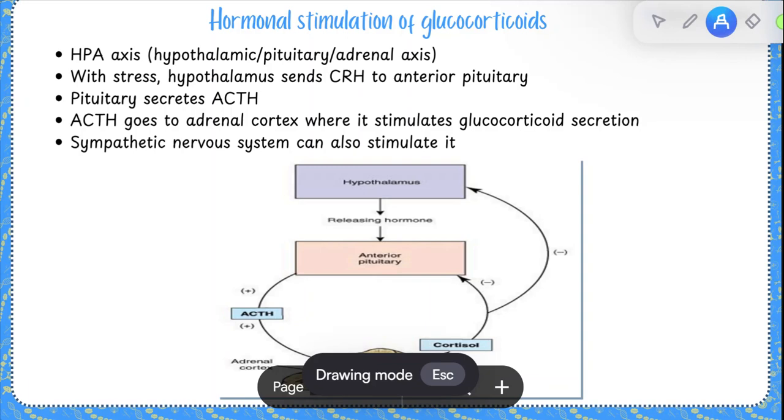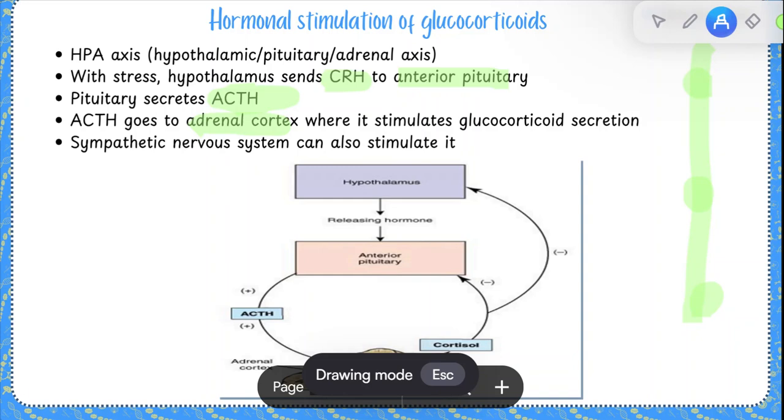So the HPA axis, what is that? Hypothalamic pituitary adrenal axis. So you have hypothalamus right here, which stimulates the pituitary gland right here, which stimulates the adrenal gland right here. So अगर हम यूं इनमें से एक line बनाएं, so this is your HPA axis, hypothalamic pituitary adrenal axis. With stress, hypothalamus sends CRH to anterior pituitary. Pituitary secretes ACTH. सबसे लंबा नाम है adrenocorticotropic hormone. ACTH goes to the adrenal cortex. क्यों cortex? Adrenocorticotropic, so adrenal cortex. ठीक है?